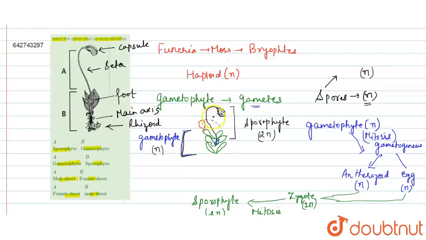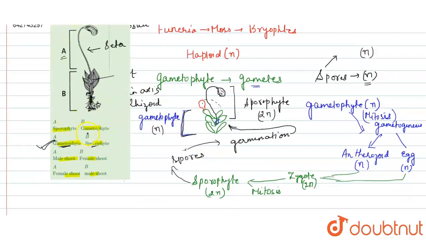So we have seen here that from the sporophyte, the spores will be produced, right? The spores will again germinate, and after germination, this gametophytic structure will occur again. So we see that the lower part, which is B, is the gametophyte, and A is the sporophyte. So the correct option will be A, sporophyte, and B, gametophyte.